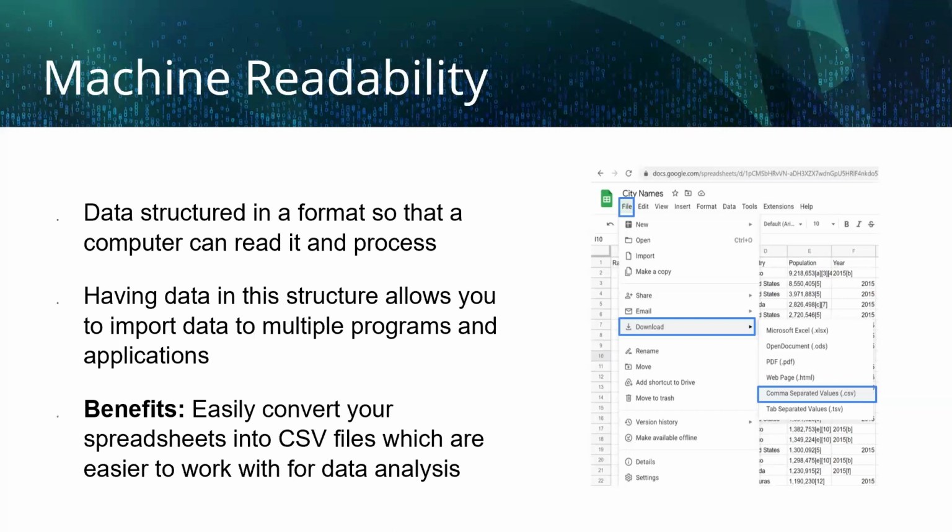Looking at the figure on the right, we can see how easy it is to turn an XML file into a CSV file. It takes about 3 or 4 clicks and your data is ready in another machine readable format. So once again, you just go File, Download, and then comma separated value.